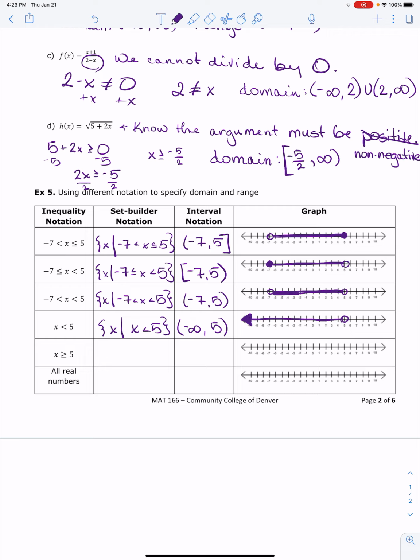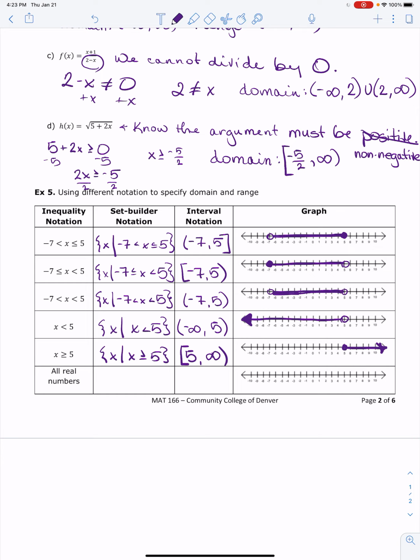Everything less than 5. Set of all x such that x is greater than or equal to 5. This time we are going the other direction. So we've got a square bracket on 5. We can include that number. We are looking for the numbers that are larger.